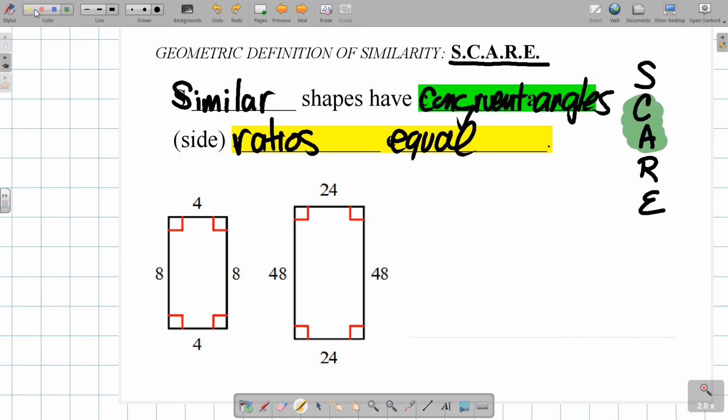Congruent angles, ratios equal. So here's an example of similar shapes. Step one, we check to see if you have corresponding congruent angles. And look here, we have all corresponding congruent angles. Now check your side ratios. Underline the short side to the short side, and you review.